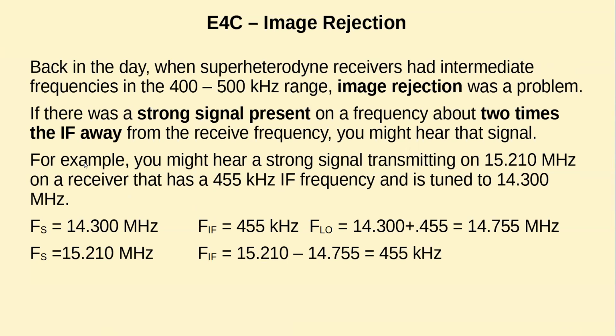Image rejection. It used to be a harder thing to solve back in the old analog superheterodyne radios, and they typically had a 455 kilohertz IF frequency. So you wound up with signals that could be very close together because of that. So if you had a strong signal that was exactly 2 times the intermediate frequency away, you could possibly hear that signal because of the way the mixer works, where you're seeing sum and difference frequencies.